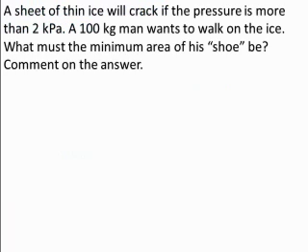Three more problems. A sheet of thin ice will crack if the pressure is more than 2 kilopascals. That's 2,000 pascals. A 100 kilogram man wants to walk on the ice. What must the minimum area of his shoe be? Comment on the answer. I'll pause and see what you can make of that problem.